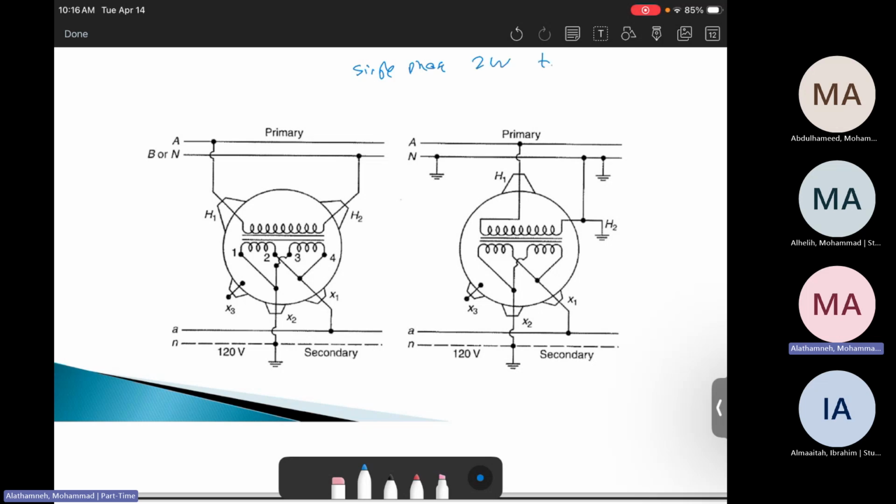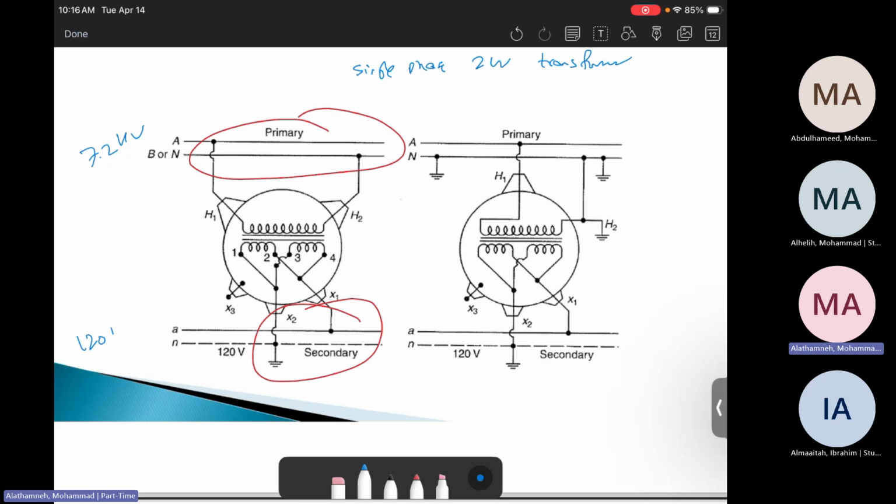2 winding transformer. Why 2 winding transformer? We have primary winding and secondary winding. That's it. We don't have 3 windings. So in these parts, you will see they are connected to convert, for example, 7.2 kilovolts to 120 volts directly. There is no 240 volts. That's the thing about it.